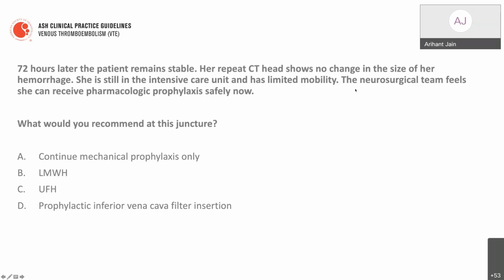The answer is in the question only. The neurosurgical team feels she can receive pharmacological prophylaxis safely now. So they feel that she will not bleed. They are telling it with their experience. So you can give LMWH. UFH is also a safe option if the family is very apprehensive, if they have renal failure, or if they are not affording, then you can give UFH as well. But I would probably give LMWH only. Okay, sir.